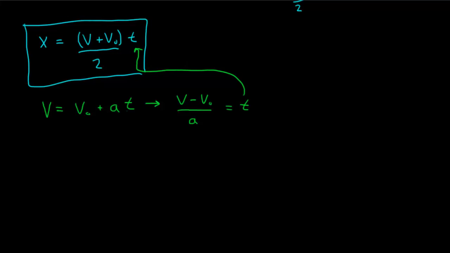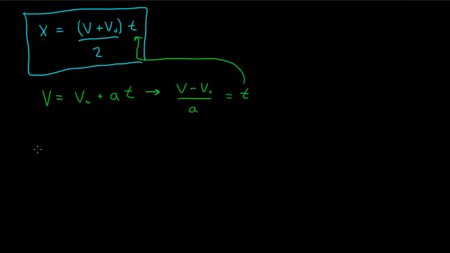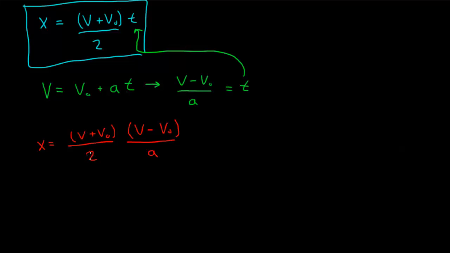And now I'll write in red since that's the color of the equation we're trying to find. We get x equals v plus v naught over 2 times this expression for t that we got over here, times v minus v naught divided by a. So here's our new equation, and let's try to rearrange it to get it to look like the one up top. So first we'll multiply both sides of the equation by 2 and by the acceleration. So we get 2 times the acceleration times the position equals v plus v naught times v minus v naught.